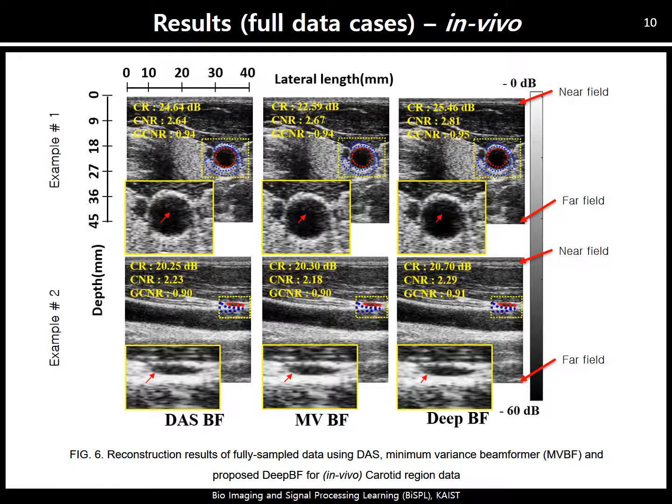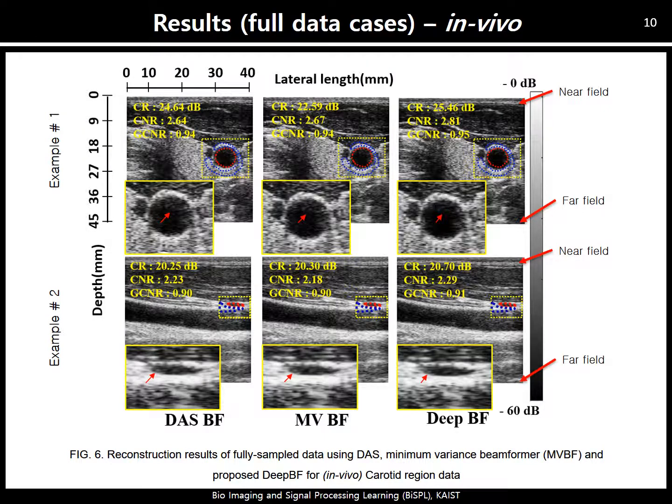Furthermore, the contrast of DBF is comparable or even better than MVBF. For example, GCNR value improved from 0.94 to 0.95 in example 1, and a similar improvement can be seen in example number 2. Here, GCNR is a measure of contrast between two regions, and it is defined as 1 minus the overlap in the pixel intensity distribution of two regions.